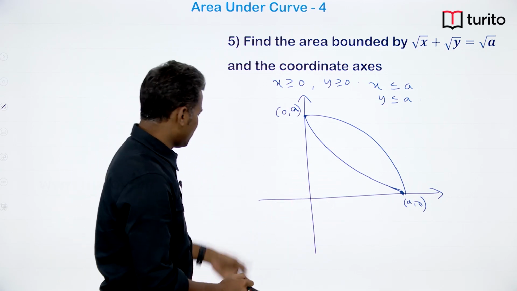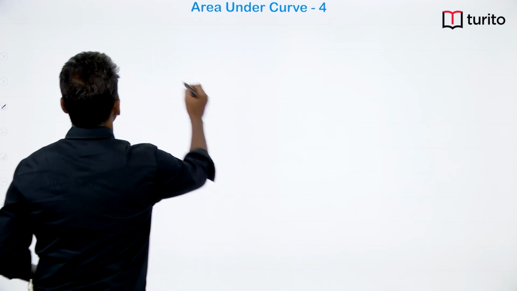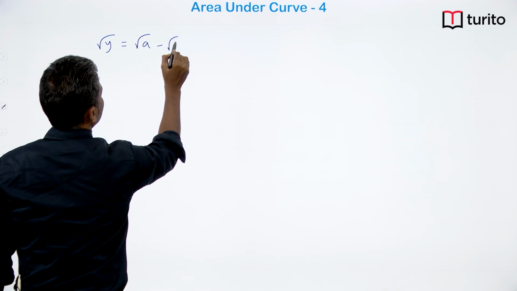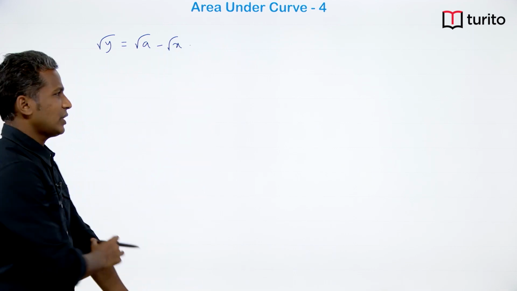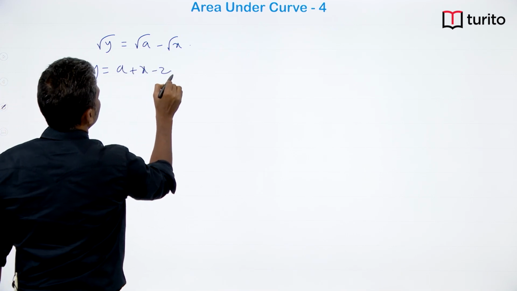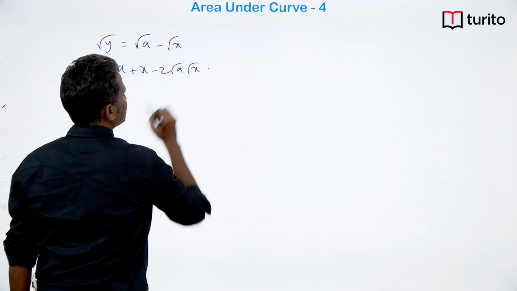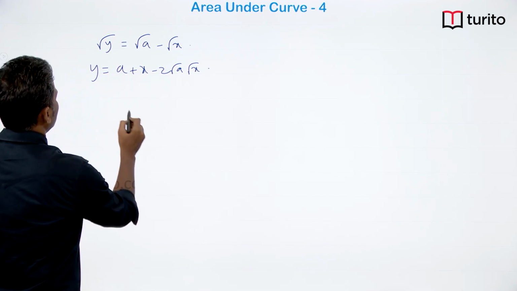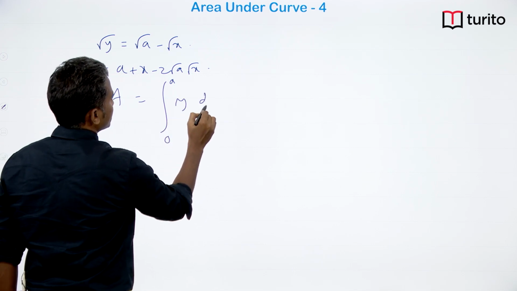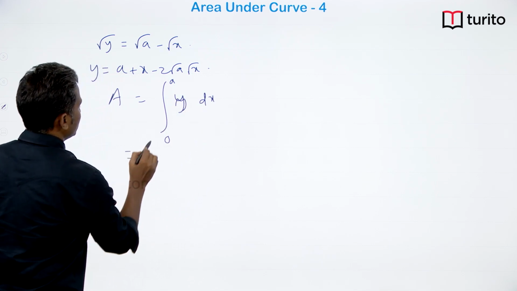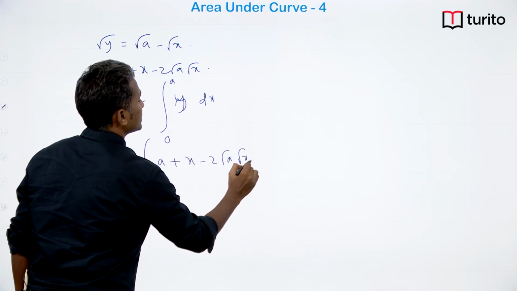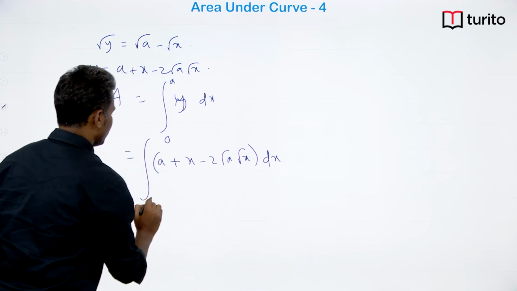Okay. So, suppose let us say I go for blind integration. So, here we get that root of y equal to root of a minus root of x. I will just get an expression for y. So, here y will come out to be a plus x minus 2 root a into root x, and the area is going to be integral 0 to a of y dx. Now, what is y here? A plus x minus 2 root a into root x into dx, going from 0 to a.